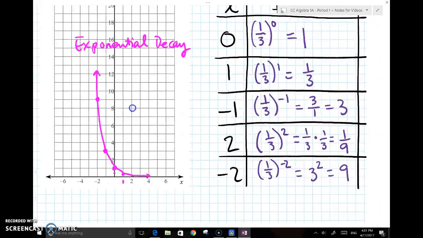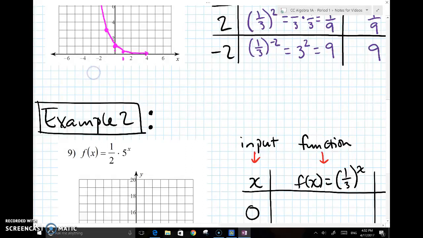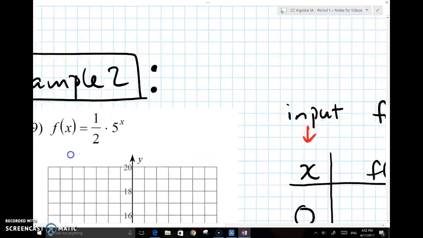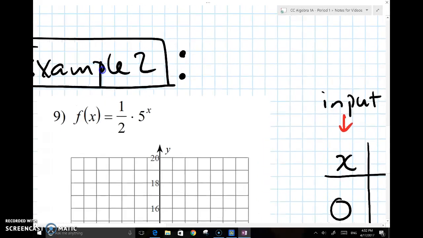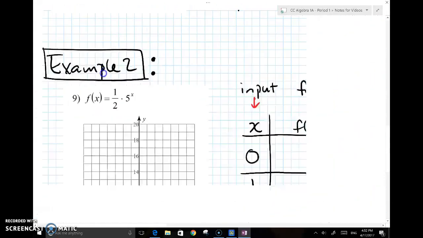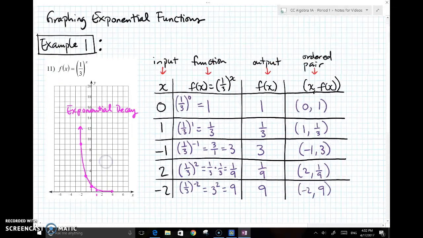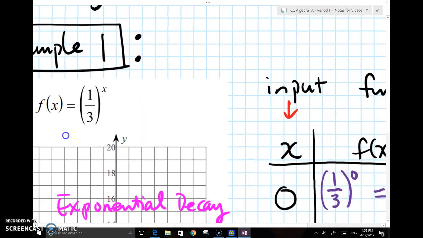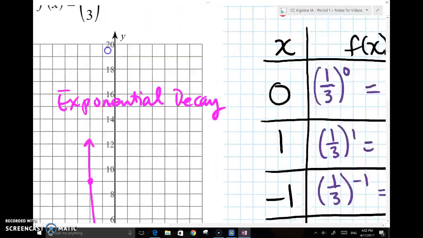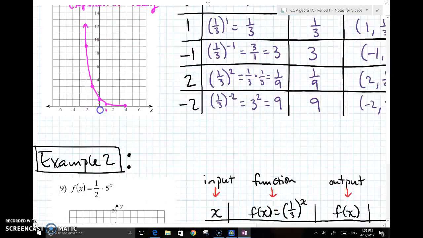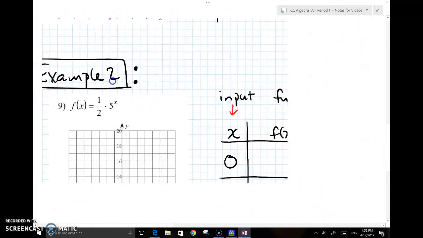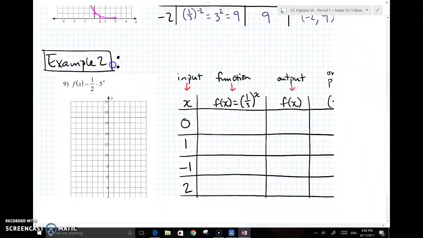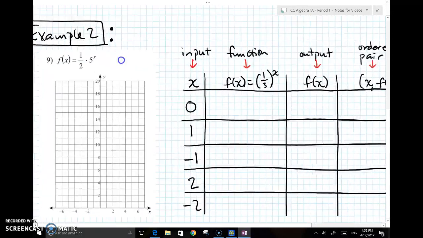So that's example 1. Going on to example 2. So example 2 is a little different because here we have a coefficient in front of our base and power. In the first example, we didn't have anything like that. We had just a base and power by itself. 1/3 to the power of x, that's it. But over here, you can see that we have a 1/2 as our multiplier. So we have to take that into consideration when we are doing our work here, okay?